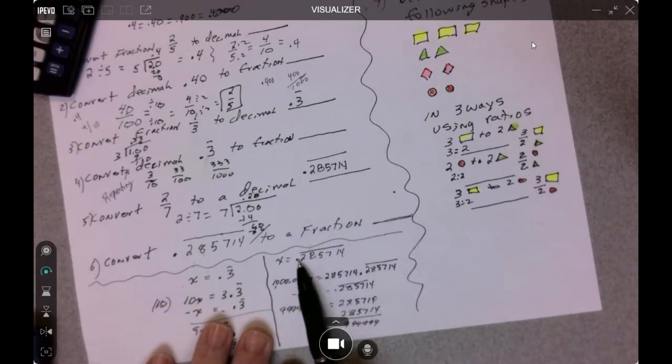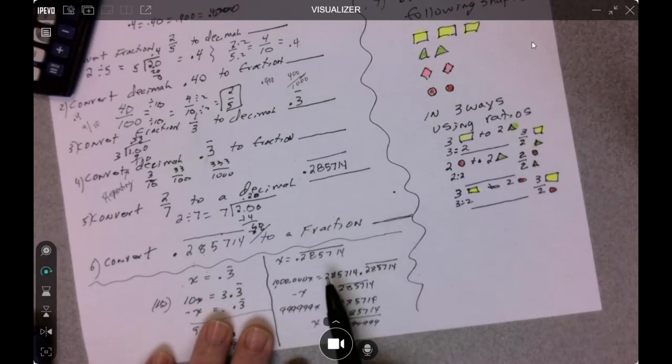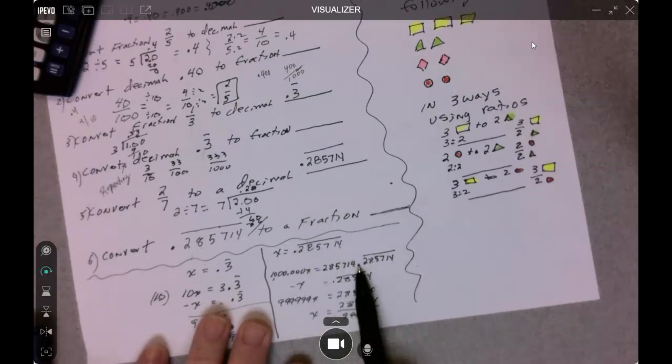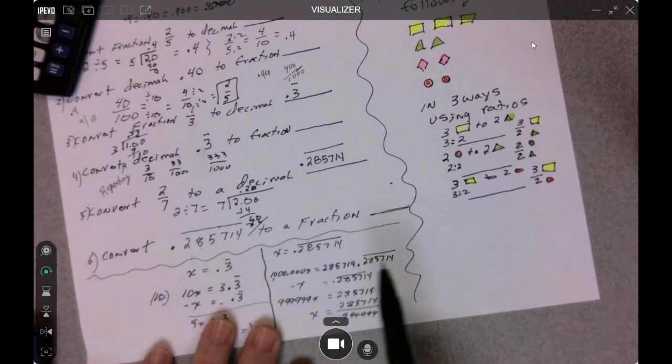Because I've got to move this decimal point not 10 places, but 6 places. 1, 2, 3, 4, 5, 6 places. So I'm going to have to multiply 1,000,000 times x and 1,000,000 times that just to move this decimal point to here. Oh, the repeating pattern is still here. It didn't go away. It's just now extended beyond the decimal point.